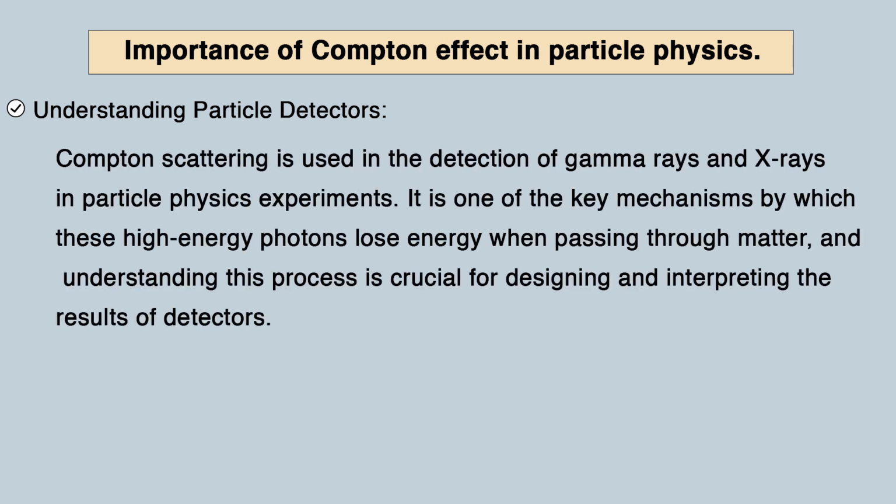The second importance is understanding particle detectors. Compton scattering is used in the detection of gamma rays and X-rays in particle physics experiments. It is one of the key mechanisms by which these high energy photons lose energy when passing through matter, and understanding this process is crucial for designing and interpreting the results of detectors.